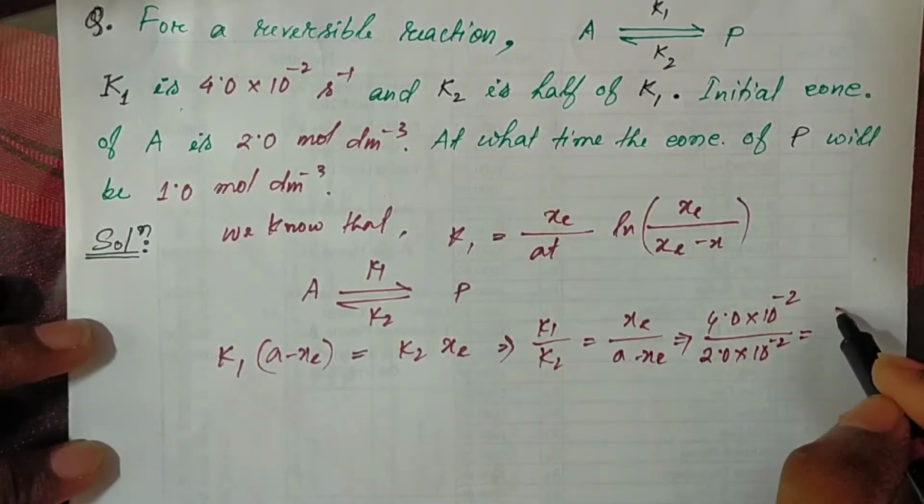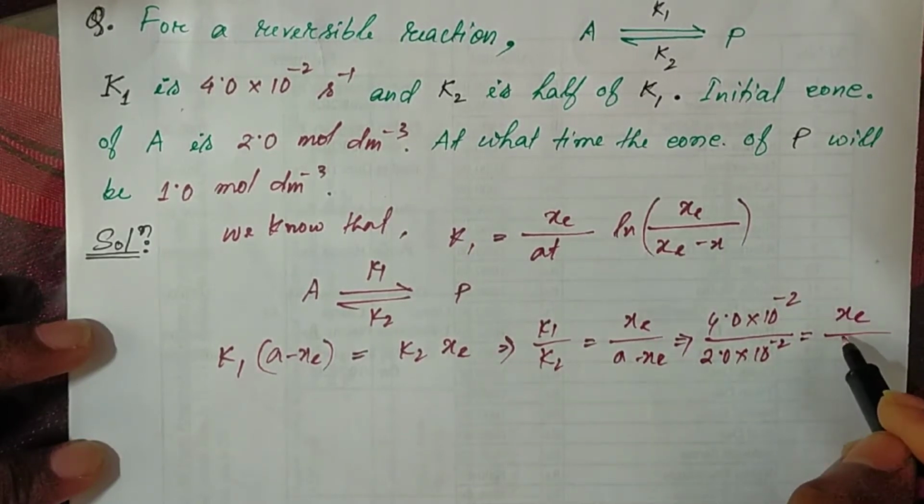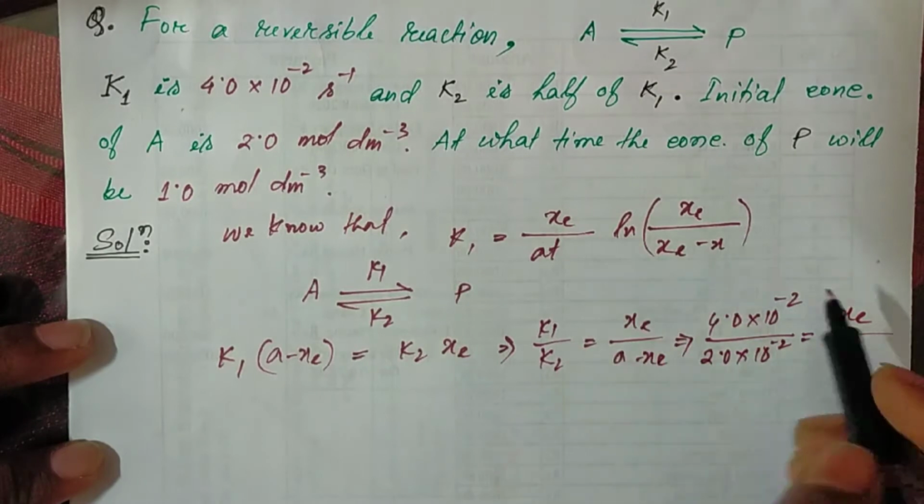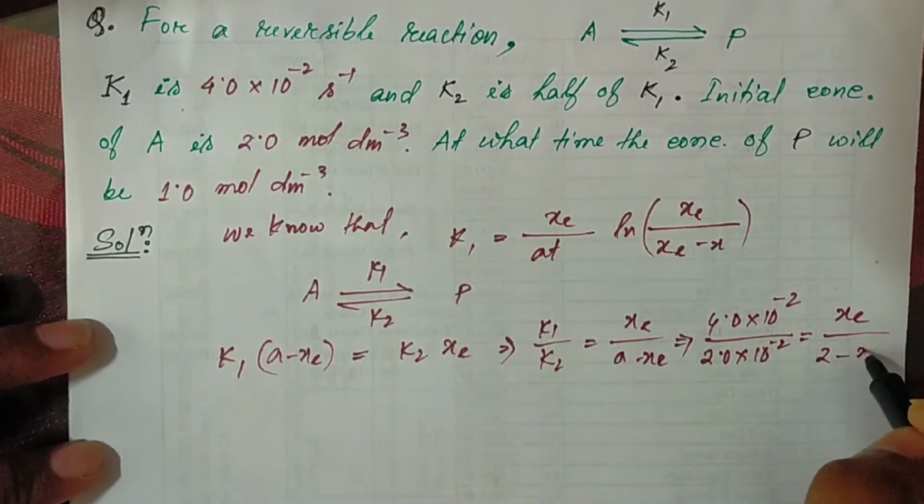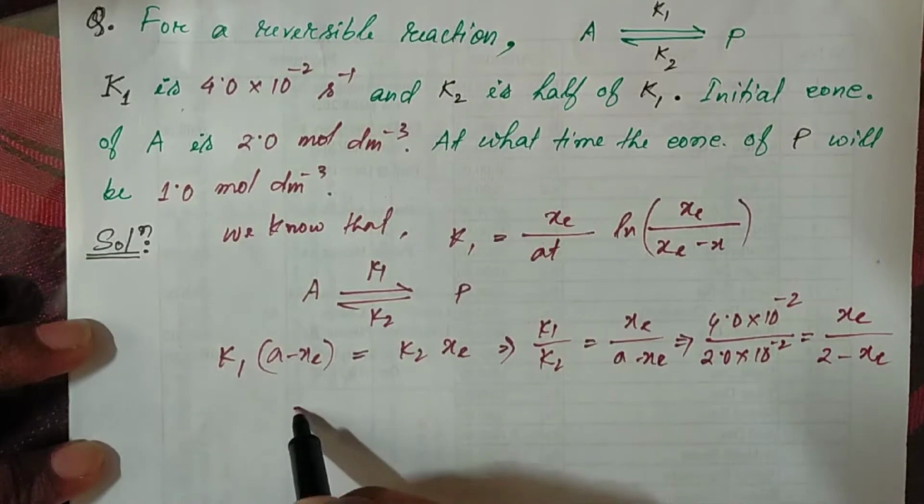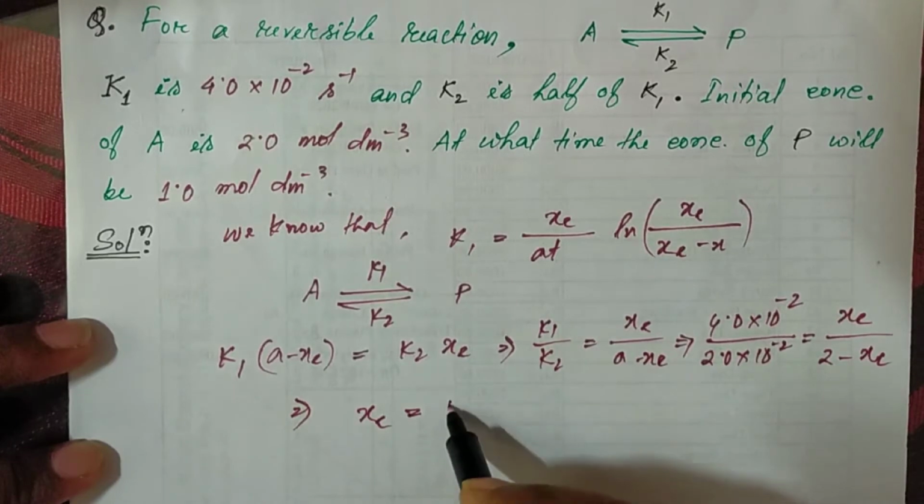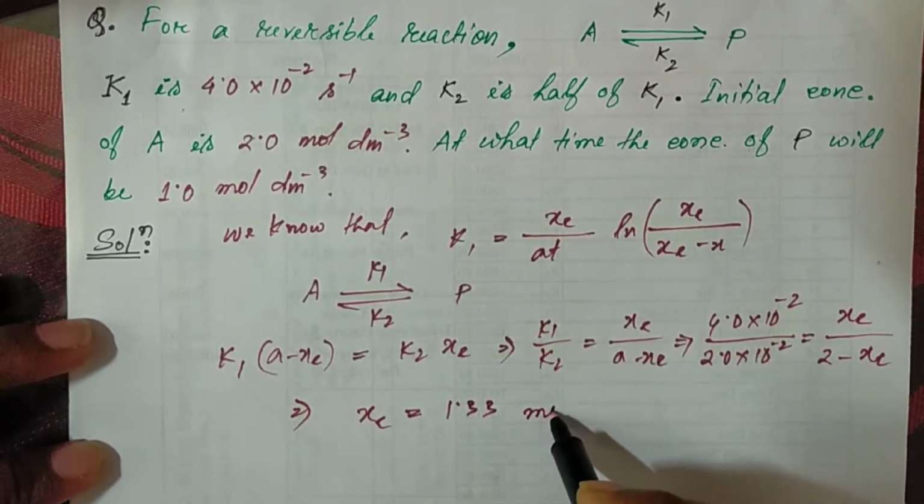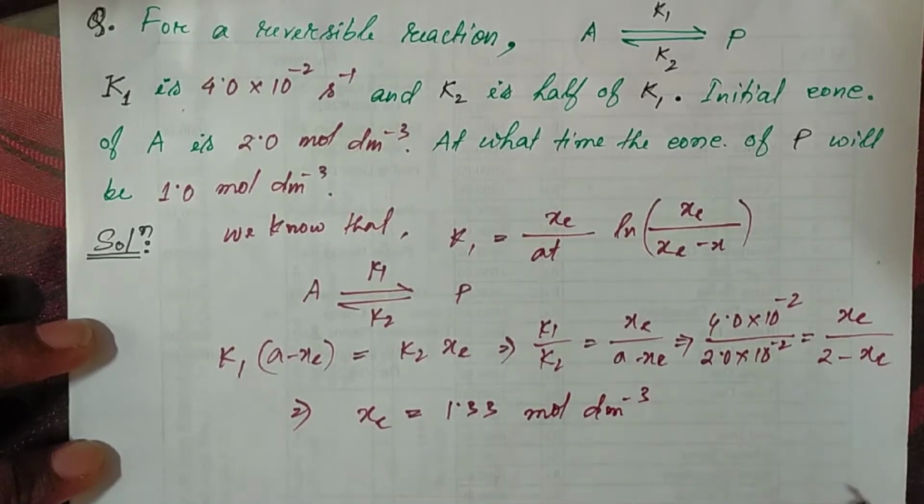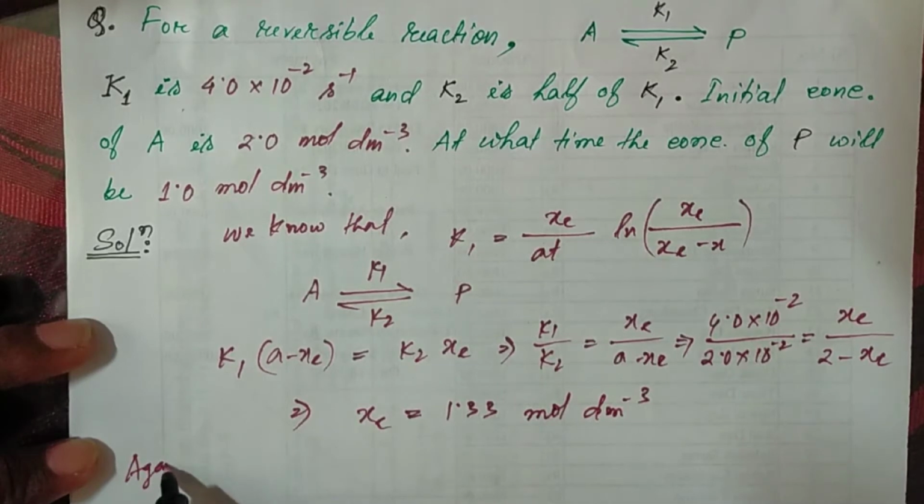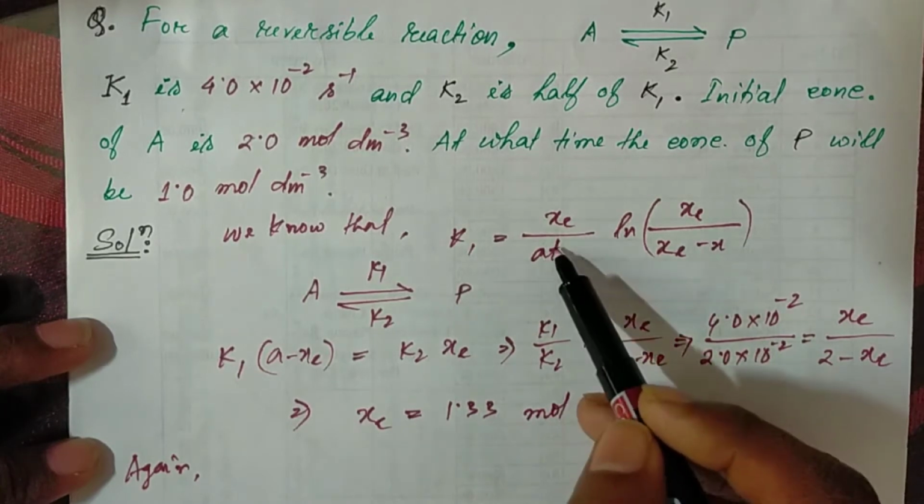Okay, and here xe is not given, we will find it out, and A is given, A is 2.0, so 2 minus xe. Okay, so from this we can evaluate xe is equal to 1.33 mole dm cube inverse. Okay, now we will put this value in this equation. So next we will directly find out t.